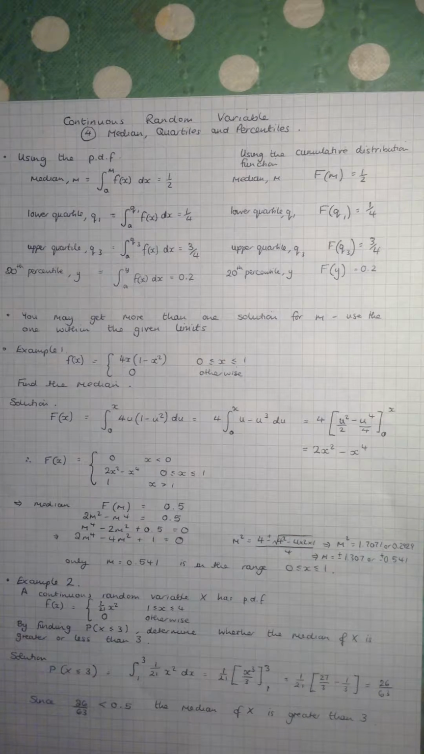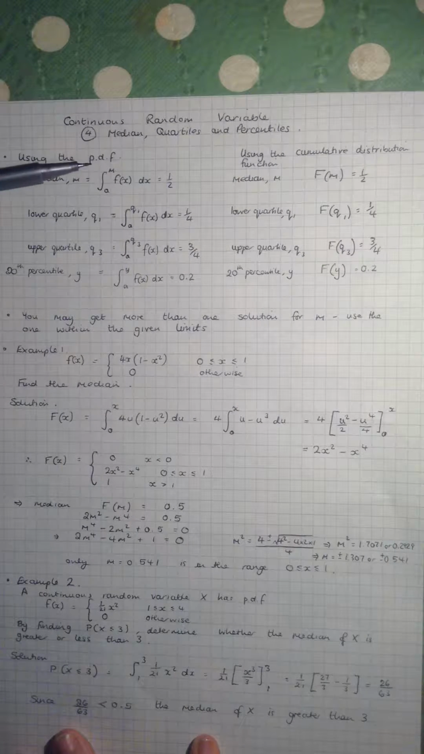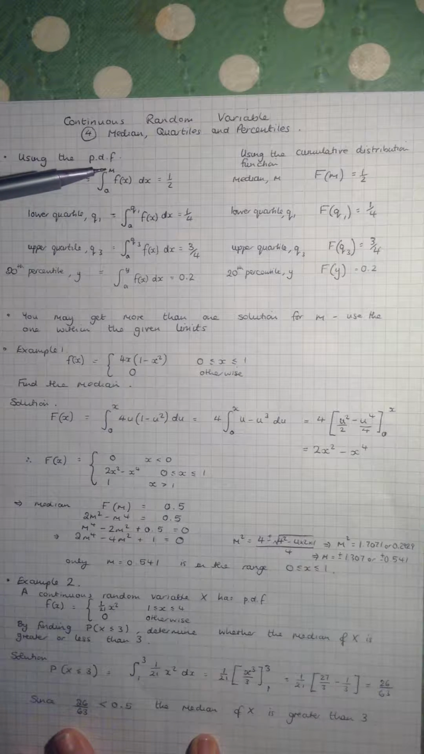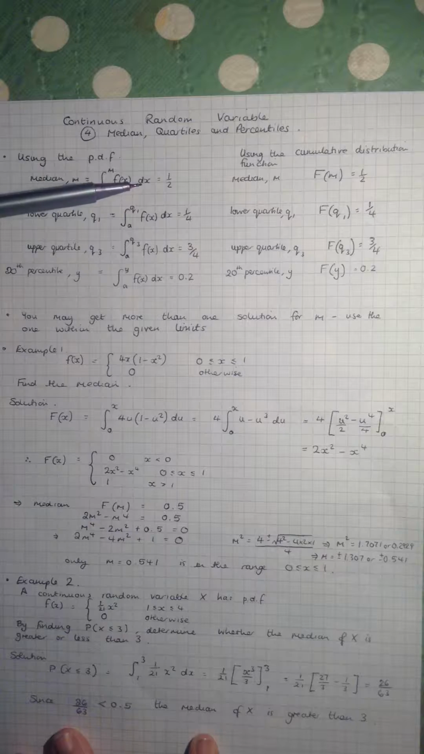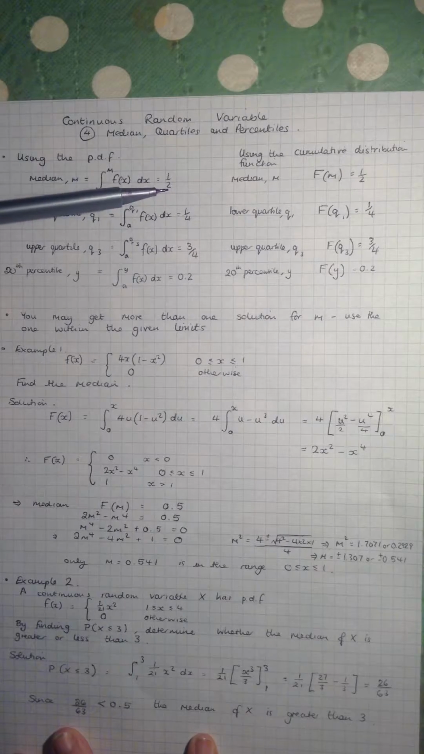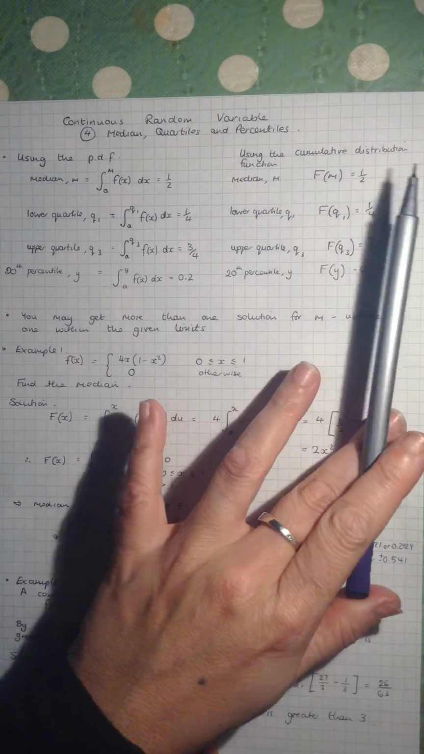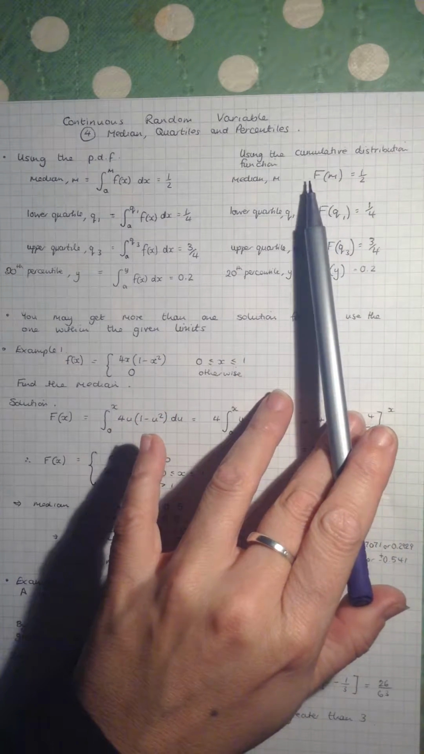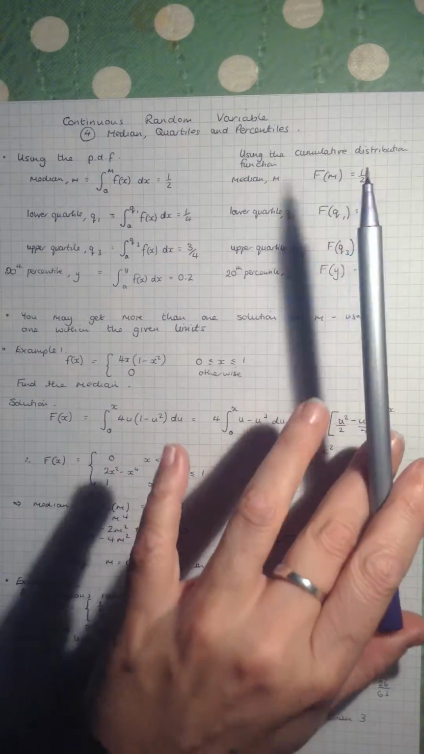Looking at the median, quartiles and percentiles in more depth, you can use the probability density function. For the median, you integrate between the lower limit and m of f of x dx and put that equal to a half, and then solve that. If you've got the cumulative distribution function, all you have to do is substitute m into it and put it equal to a half, then solve it.